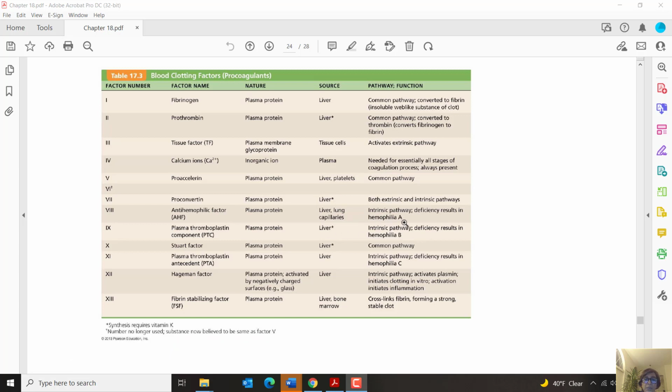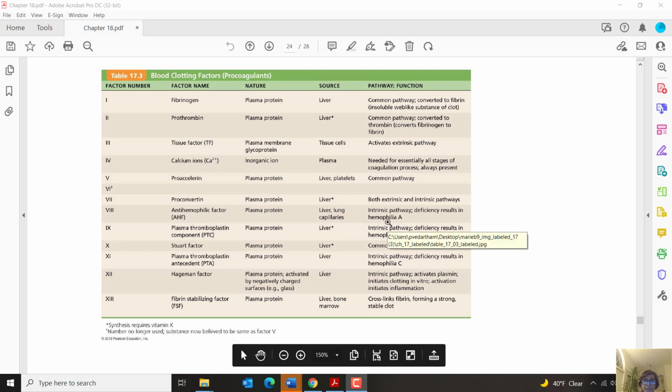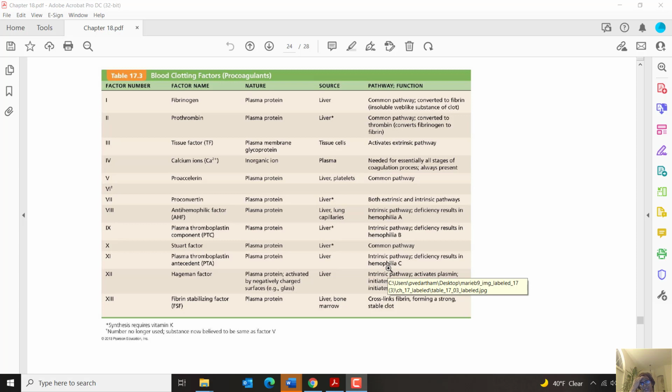Hemophilia is a disease which can be caused if any one of these factors is missing. Hemophilia A, hemophilia B, hemophilia C, these are genetic disorders. So if this particular plasma protein is not present, and again, as I said, these are genetically determined, any problem there leads to hemophilia. Okay, so let's continue.